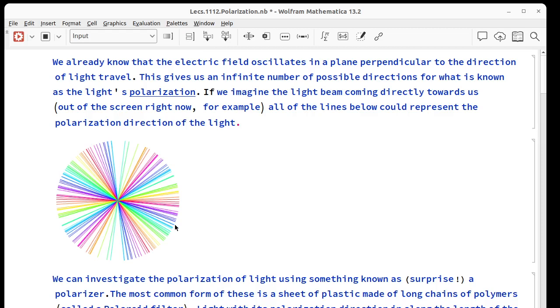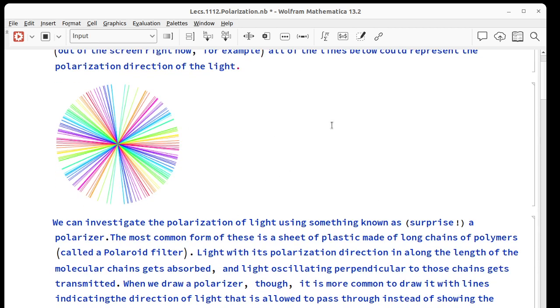We've already seen that the electric field oscillates in a plane perpendicular to the direction of its travel. So if we imagine light coming out of the screen at you right now, the possible polarizations are infinite. It's every possible angle around a circle, just like all these different colors here. Each one could represent a possible polarization, a direction for the electric field to oscillate for the light coming out of the screen. The way we investigate the polarization is to use a polarizer.